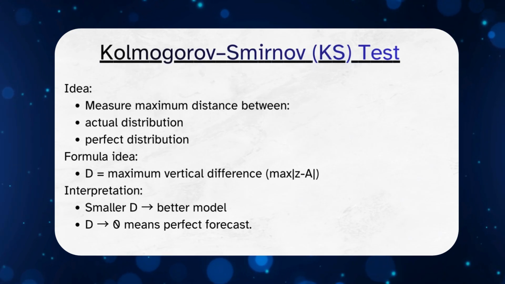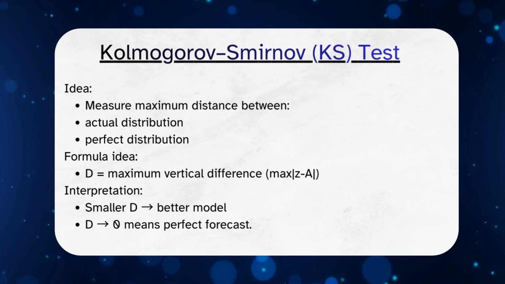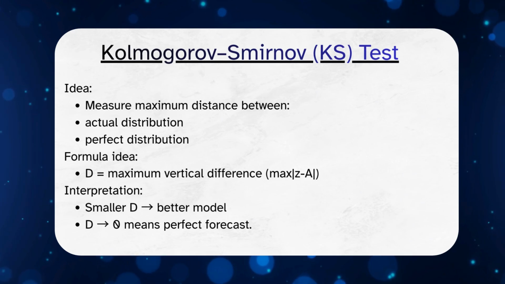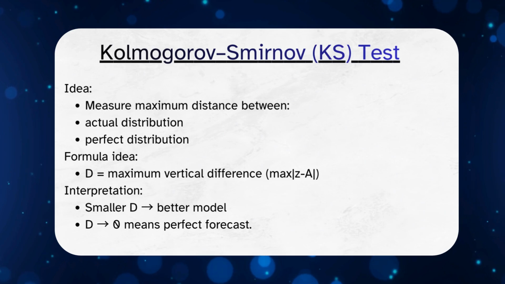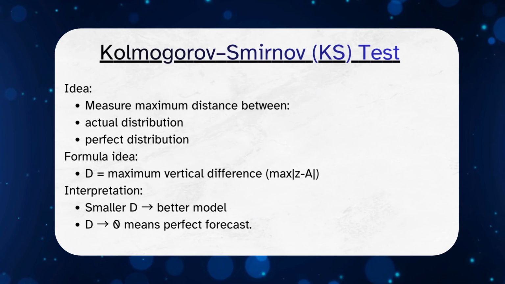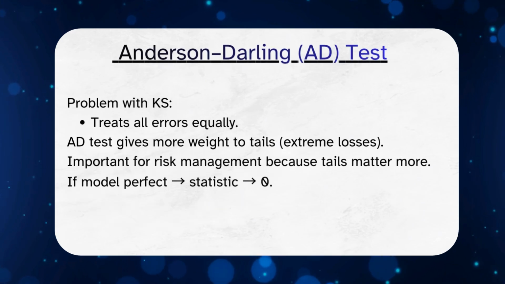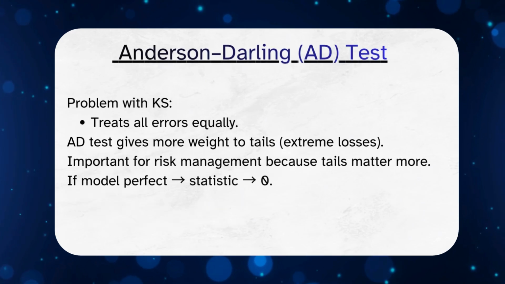Kolmogorov-Smirnov KS test, its job is simple. Compare 2 curves, the actual PIT distribution and the perfect uniform distribution. The KS test measures the largest distance between these 2 lines. Think of it like checking the biggest mistake the model makes. If this maximum gap, called D, is small, the model is doing well. If D moves towards 0, the model is almost perfect. KS doesn't care where the error happens. It just looks for the biggest one.